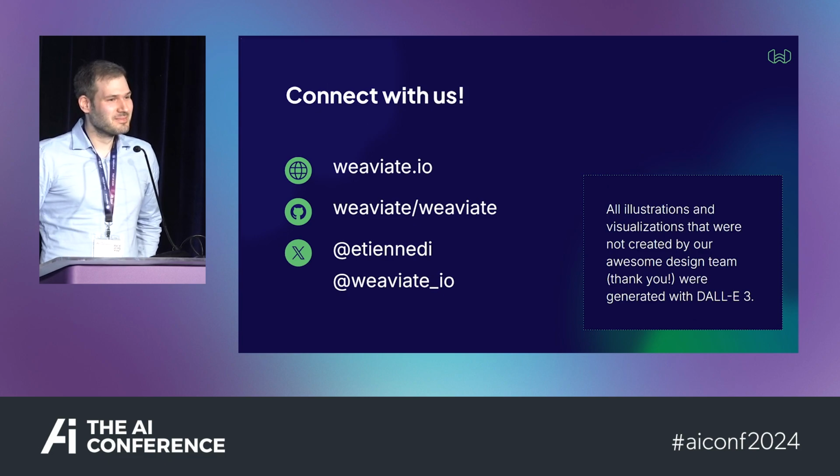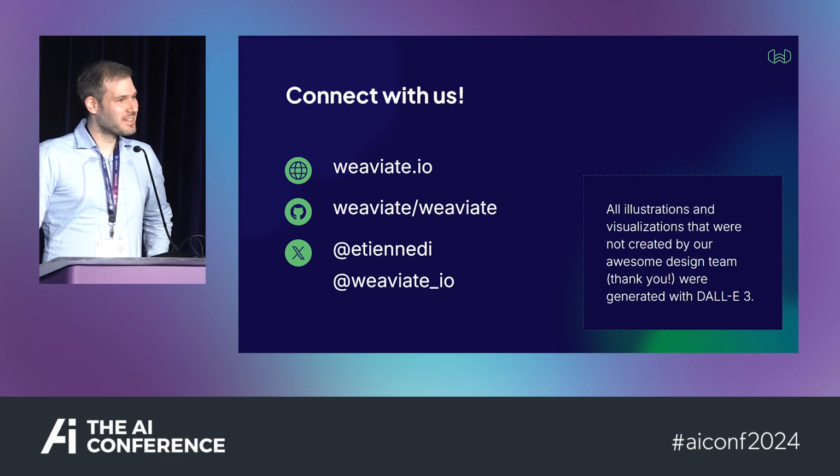Two more questions, one standing and one in the front. Hi, so I'm a Weaviate user. I just have a quick question. I wanted to know what was the reasoning behind the change in the API from V3 to V4? In the Python client? Yeah.